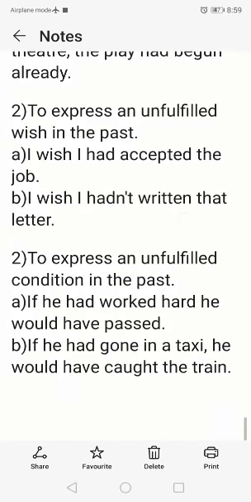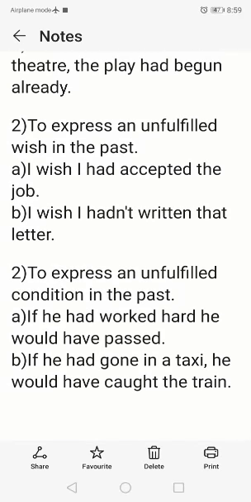And the next use, to express an unfulfilled wish in the past. Unfulfilled wish means it was my wish in the past, but it was not fulfilled, it was not completed. So to indicate that, we have to use the past perfect tense. For example, I wish I had accepted the job. It was my wish to accept the job, but now I regret. Now I am sorry I didn't accept the job. So I feel sorry mainly because I did not accept the job.